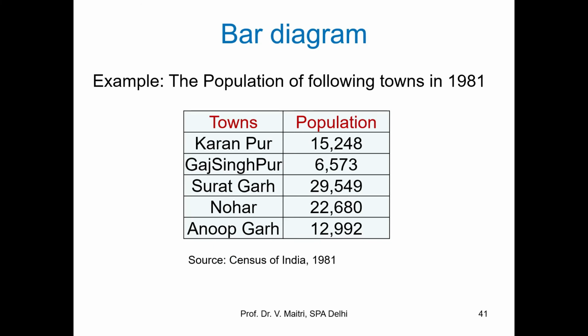Now the first one we are taking is the population of different towns in India. Karanpur, Gatsinghpur, Suratgarh, Lohar, Anupgarh. I don't know which state each city belongs to. Source: Census of India 1981. This is not my data, my dear friends. I am only presenting my students' data, the data I am using in my class.